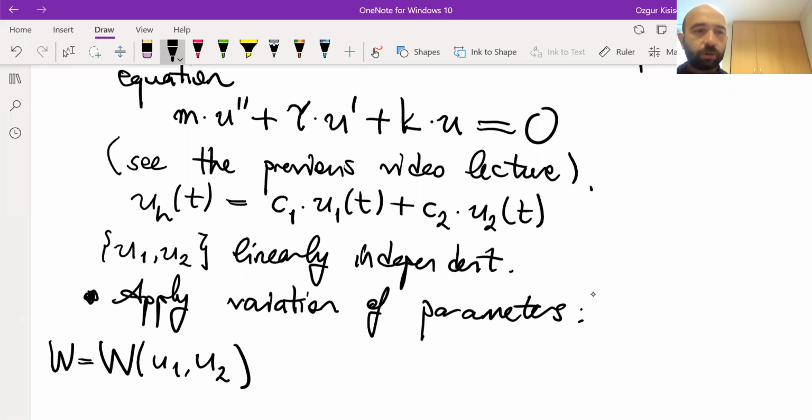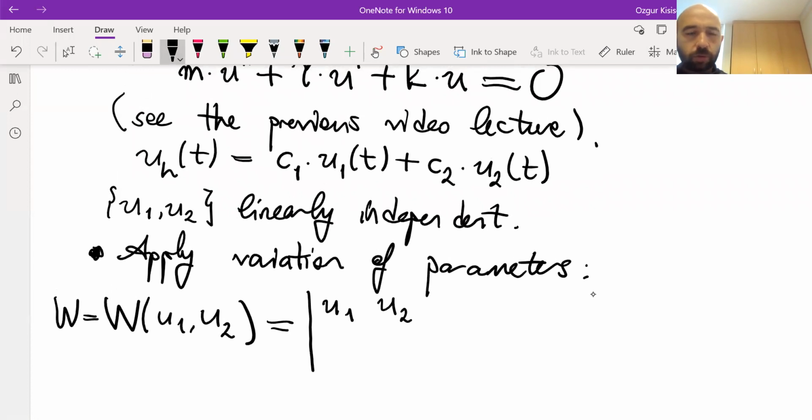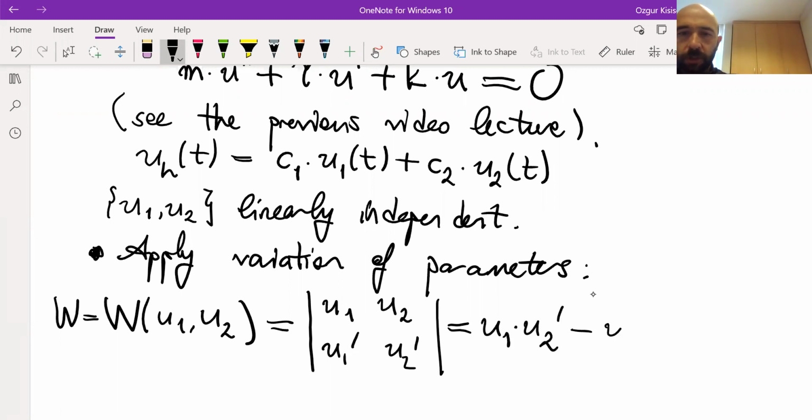So you will need on the way the Wronskian of these two solutions, W of u1, u2. I'll just simply write W in the formulas for brevity. It's equal to, well, you could write it like this, u1, u2, u1 prime, u2 prime. It's this 2 by 2 determinant, so it is u1 u2 prime minus u2 u1 prime. This can be computed once you have u1 and u2.